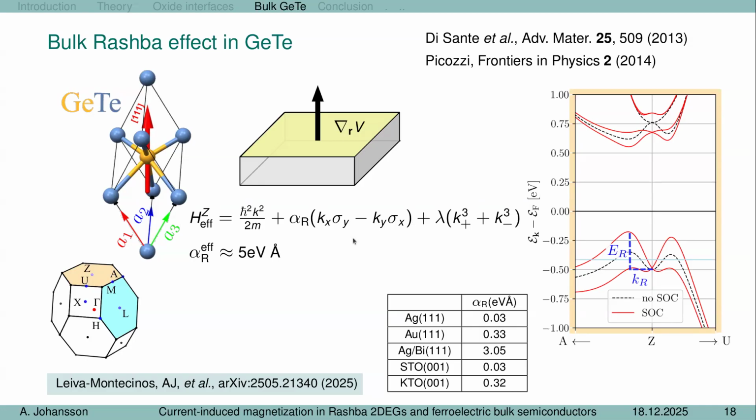However, using this model, we can now get a rough estimation of the effective alpha Rashba parameter, which is now 5 electron volts angstrom. So this is again one order of magnitude larger than KTO. It's compared to the silver bismuth surface alloy. So we can say this is really a huge Rashba splitting, which makes this material very promising from the Edelstein perspective. However, we should always keep in mind that this band structure only describes the states in this plane. And now we have a 3-dimensional material, so our band structure is much more complicated, and we have many more states contributing to the Edelstein effect.